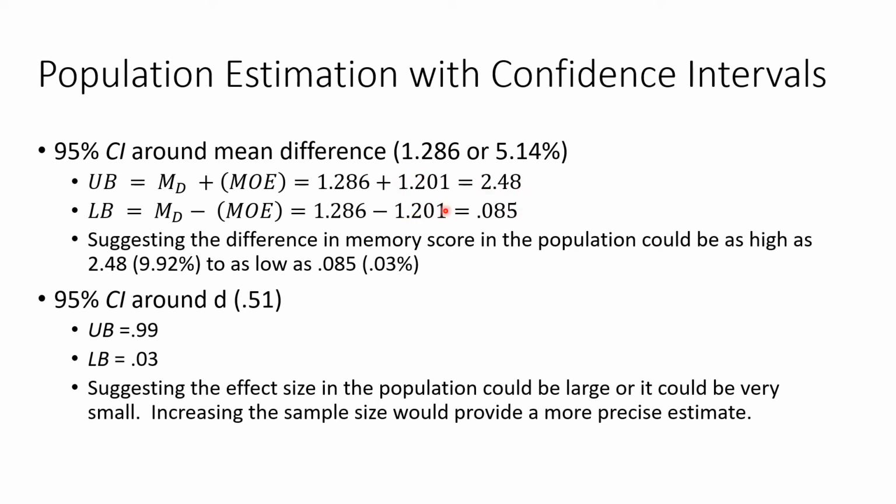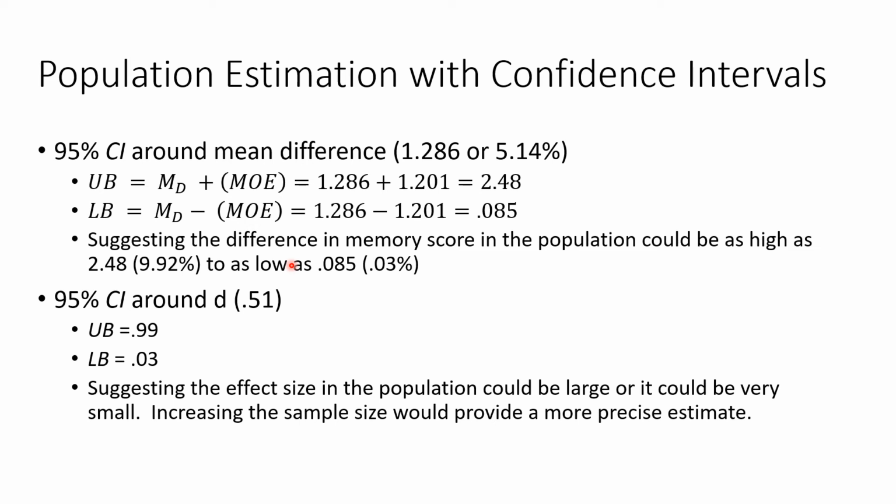Again, I'm not going to go over how you compute the margin of error. It's explained in the text, and I'm happy to go over it with you individually if you want. But again, in this class, we're going to focus more on interpreting these things than computing them. So in this case, we have an upper bound and a lower bound here, and this suggests that the difference in memory score in the population could be as high as basically 2.5, which is almost 10% higher for the people who get verbal labels, or it could be as low as essentially 0.